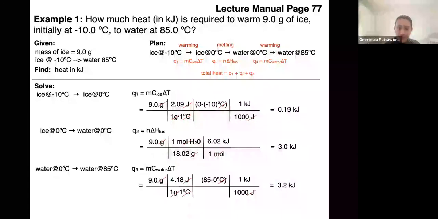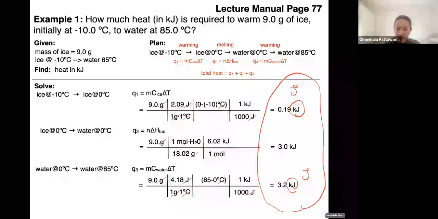One common mistake that students make, that I noticed, is forgetting to convert to kilojoules. Let's say one is in joules and another is in kilojoules, and they start to add all of this up together. You cannot do that, because you cannot add different units.